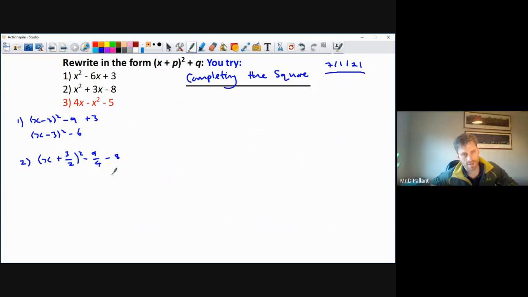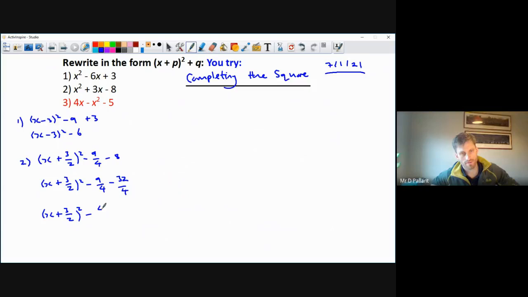Now, it's likely to be non-calculator, so I'd like to persist with this without using a calculator. I'm going to just update that now to minus 9 over 4, and I'm going to replace the 8 with minus 32 over 4, because it's the same thing. And then, of course, I can write it out. Minus 41 over 4.